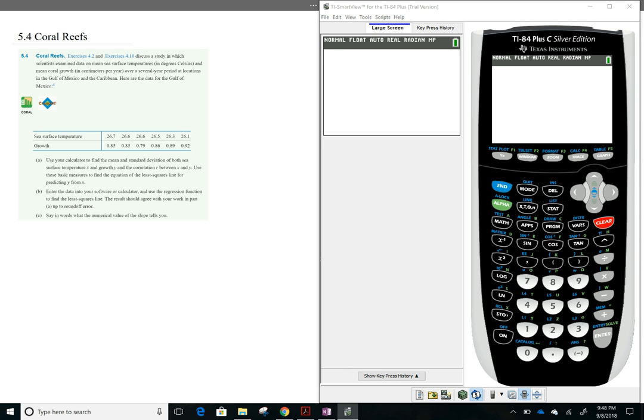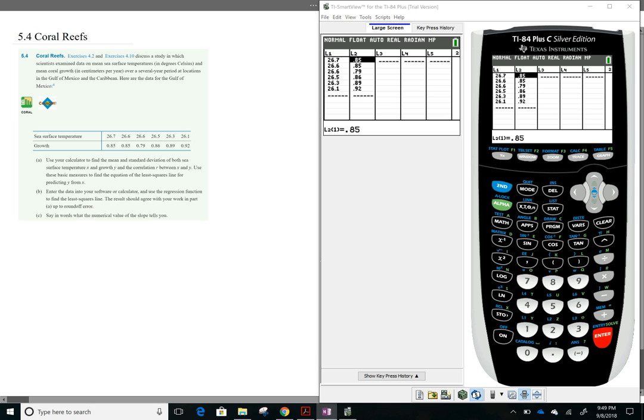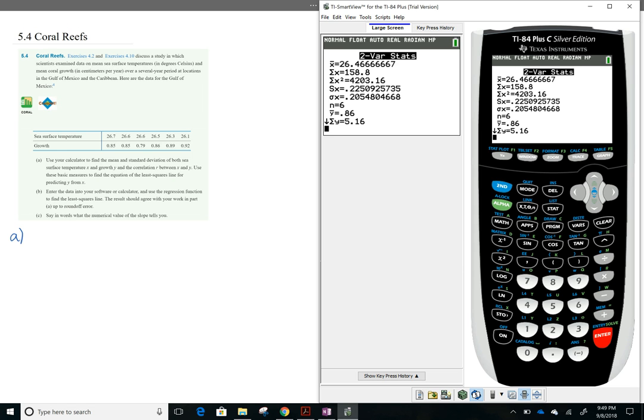And then we're going to use these measures to find the equation of the least squares line for predicting y from x. The first thing that you want to do is enter your data. You press Stat, hit Enter for Edit, and enter your data into L1 and L2. Next, we're going to calculate our two variable statistics. So I press Stat, Calc. Two variable statistics is number 2. I already have my L1 and L2 preloaded, and I hit Enter.